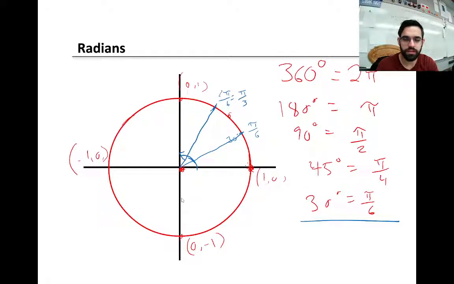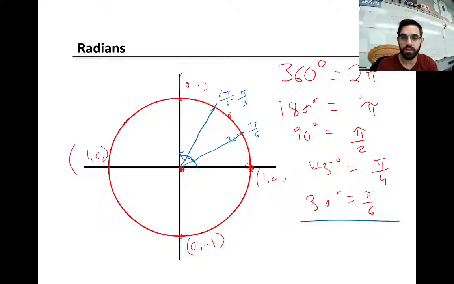I can take the idea of the radians as being the length of the circumference of the unit circle. So a full 360 degrees would be 2 times pi times the radius. Well, the radius is 1, so it's just 2 times pi times 1, which is just 2 pi. So we can conclude that a full 360 degrees in radians is just 2 pi.